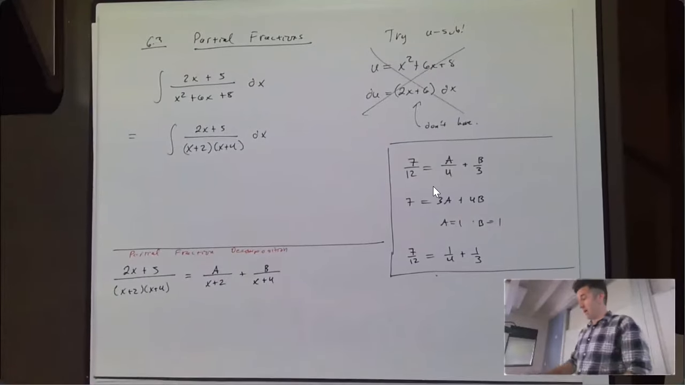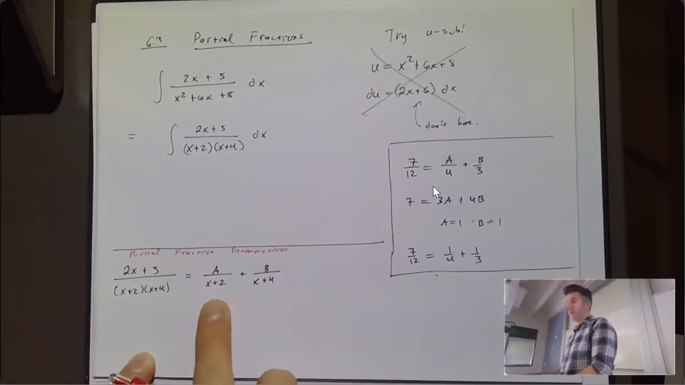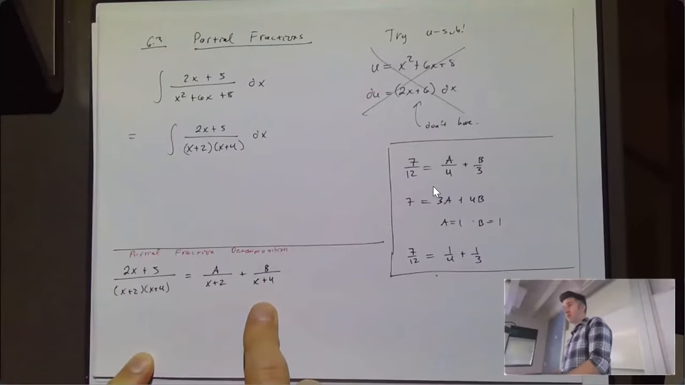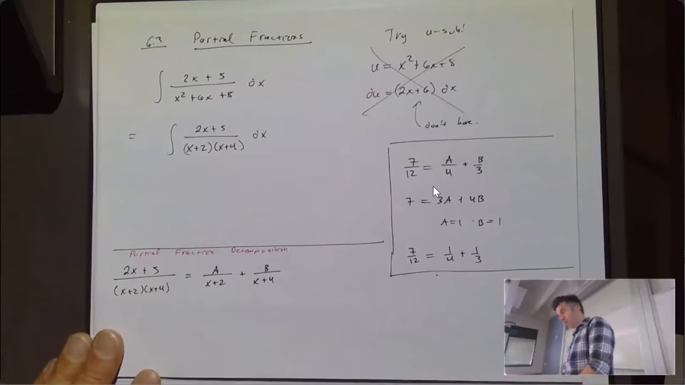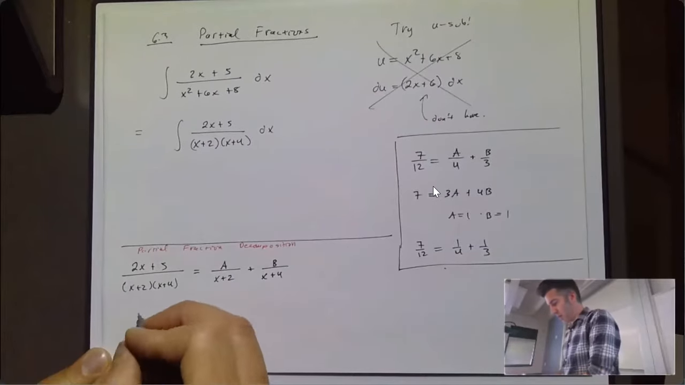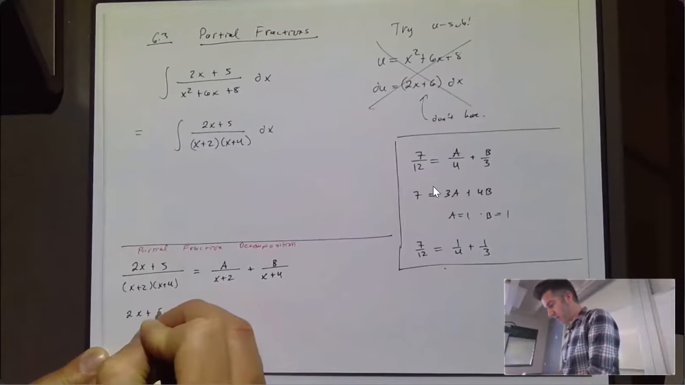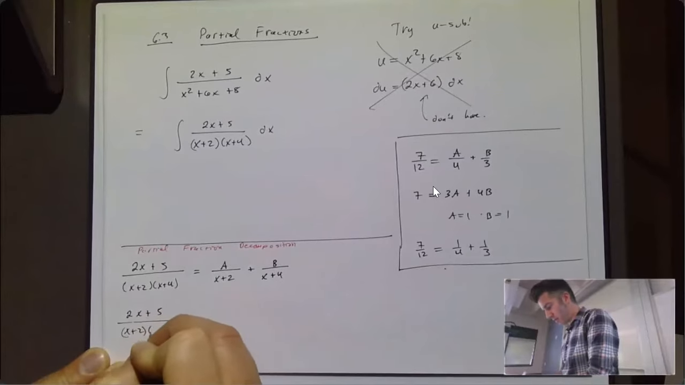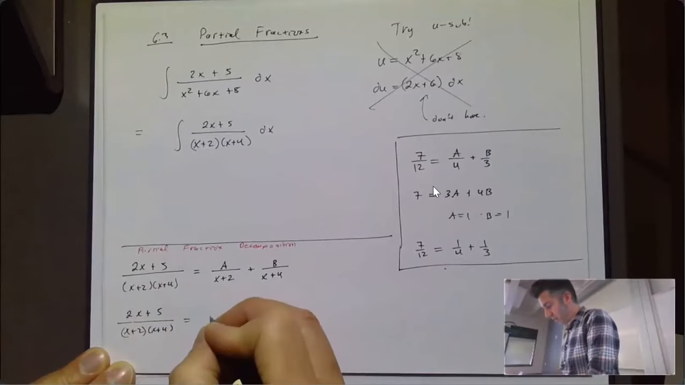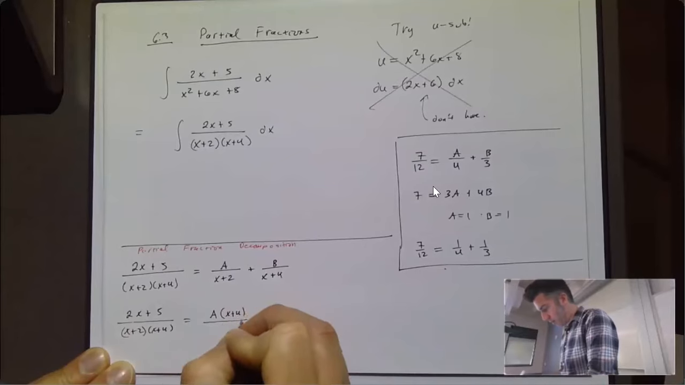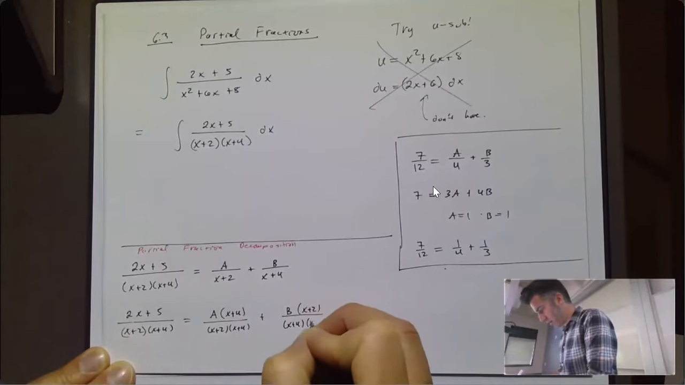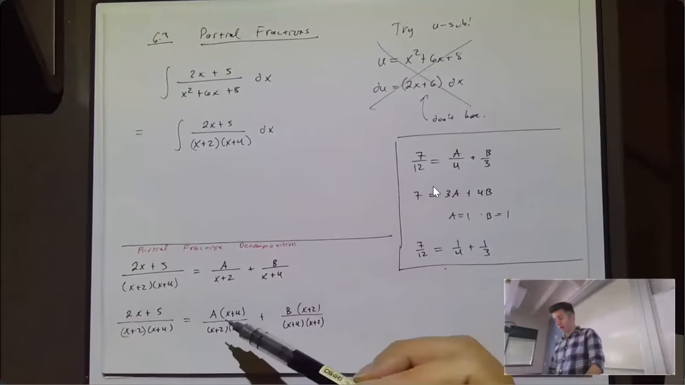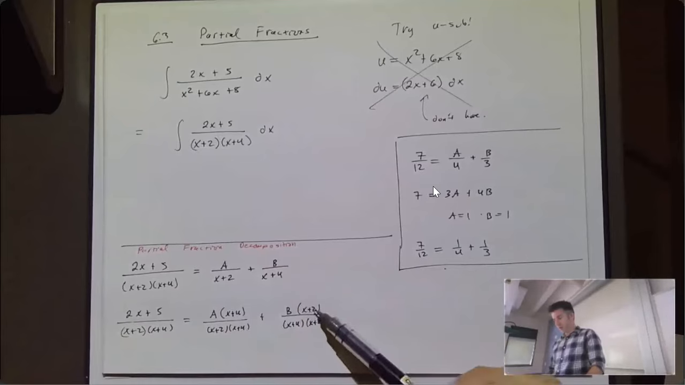Because if I wanted to add these together, what would I do? I would multiply the first one by x plus 4 over x plus 4, and the second one by x plus 2 over x plus 2, and then add the whole thing. I'm going to show the really long way here this first time, but then we'll do it the shorter way. So this is really the same as 2x plus 5 over x plus 2 times x plus 4. Just watch this for a moment. It's going to equal a times x plus 4 over x plus 2 times x plus 4 plus b times x plus 2 over x plus 4 times x plus 2. All I did was multiply this term by x plus 4 over x plus 4 and this term by x plus 2 over x plus 2.